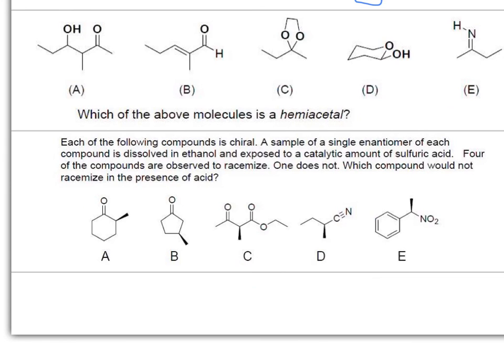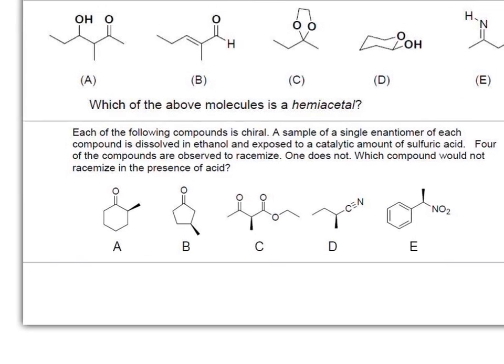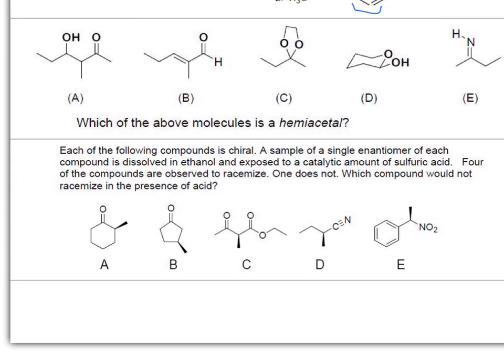Okay, the question is that you're given several structures. Which of the above molecules is a hemiacetal? So recall, a hemiacetal means that there should be an OR linkage on one side. So you have a carbon, there should be an OR linkage on one side and an OH linkage on the other side. That's what is a hemiacetal.